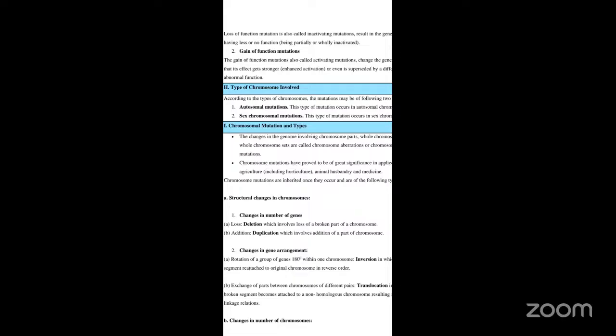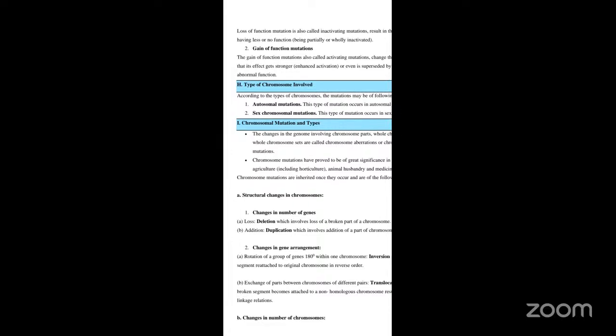Now, gain of function mutations are called activating mutations or active mutations. They change the gene product such that its effect gets stronger or is replaced by a different and abnormal function. That is what is called gain of function mutations. So, loss of function mutation and gain of function mutation: in case of loss, they are inactivating, whereas in case of gain, they are activating mutations.